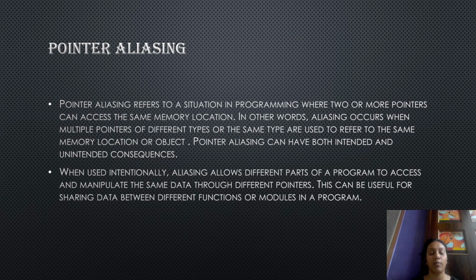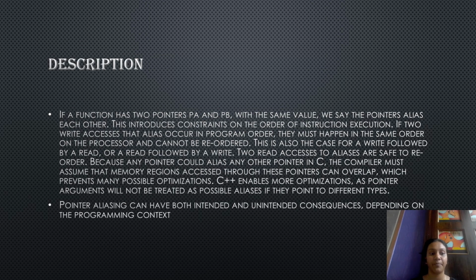Now, pointer aliasing. Pointer aliasing refers to a situation in programming where two or more pointers can access the same memory location. In other words, aliasing occurs when multiple pointers of different type or the same type are used to refer to the same memory location or object. Pointer aliasing can have both intended and unintended consequences. When used intentionally, aliasing allows different parts of a program to access and manipulate the same data through different pointers. This can be useful for sharing data between different functions or modules in a program.